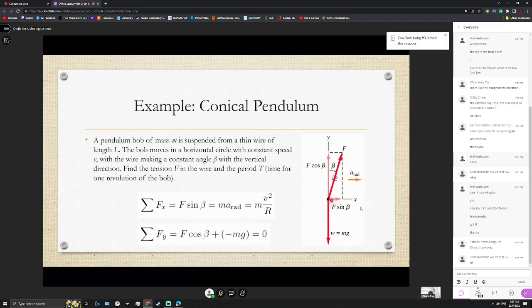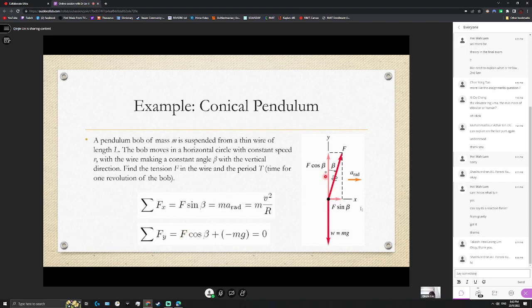Now, it's as if we have three forces. One is this F cosine beta, one is F sine beta, and the third one is your mg. Then here, you will take the summation of forces. So in the x direction, you have F sine beta. That's the only force, right? So that force will be equal to your ma, because it's pointing towards the center of a circle. So the a that we are talking about is your radial acceleration. That's why we have this mv squared over r here. Because equals to ma, this radial acceleration is actually v squared over r. So this is the equation for the x direction.